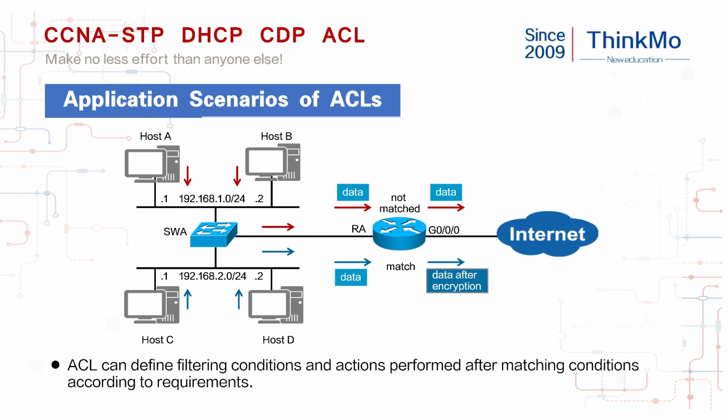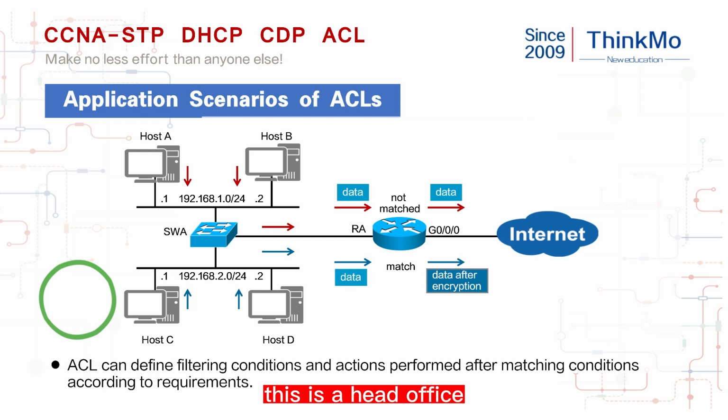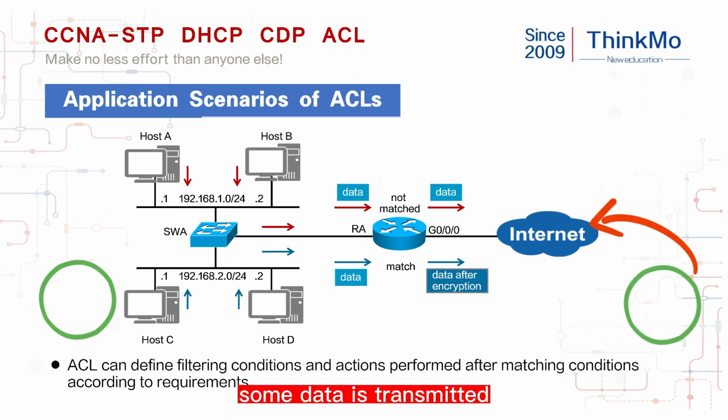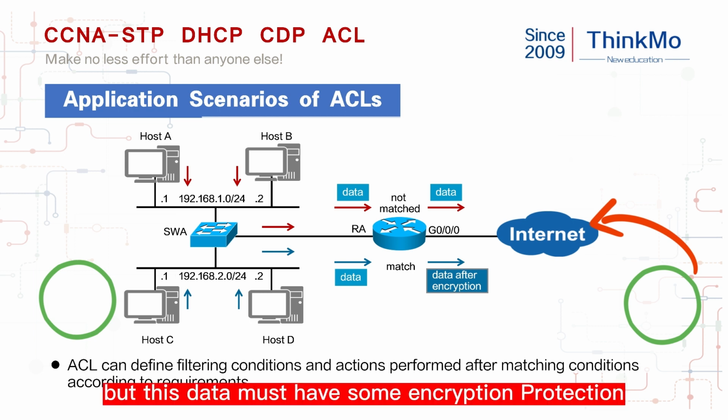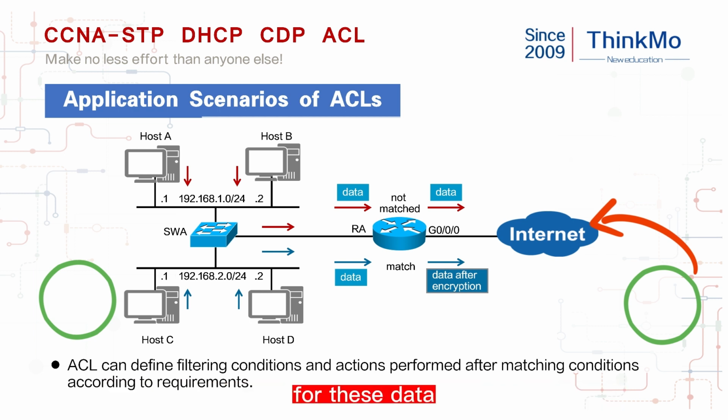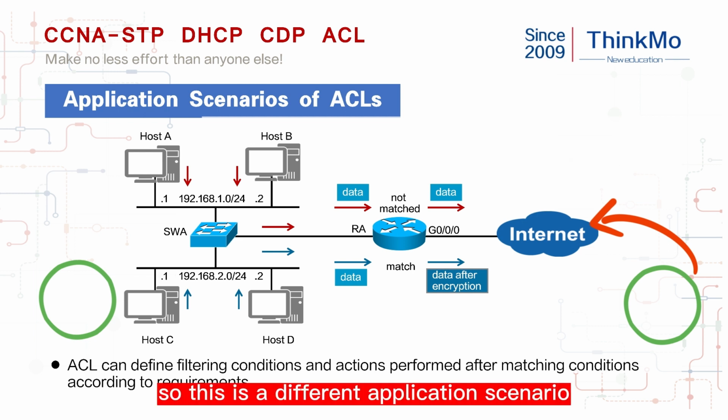For example, this is a head office. This is a branch. Some data is transmitted between the two through the internet. But this data must have some encryption protection. For these data, encrypt on match, and then send to the peer. So this is a different application scenario.